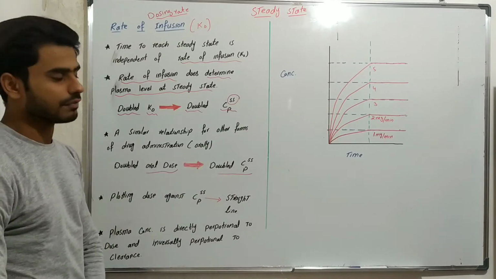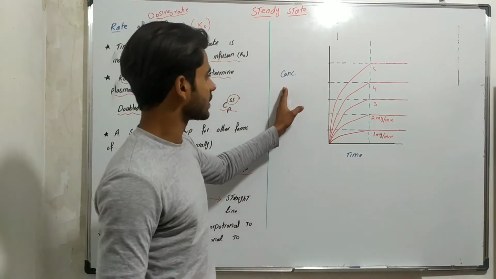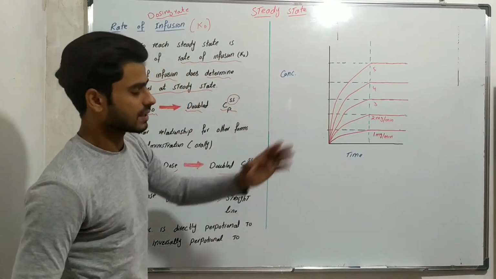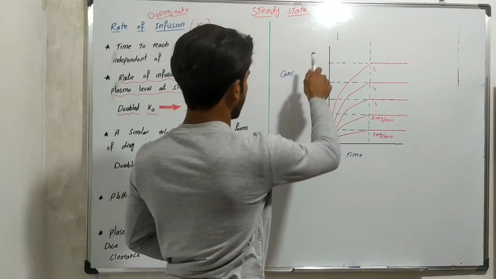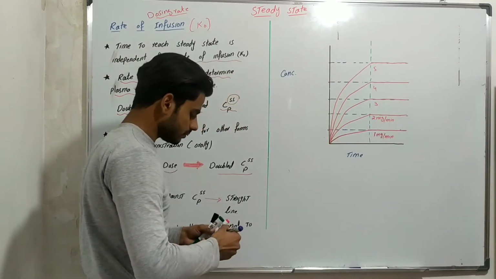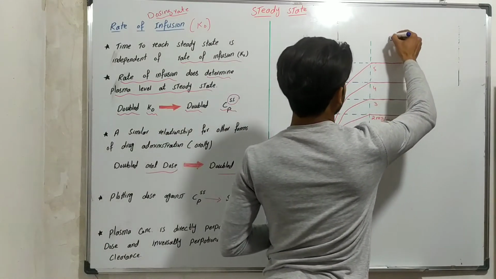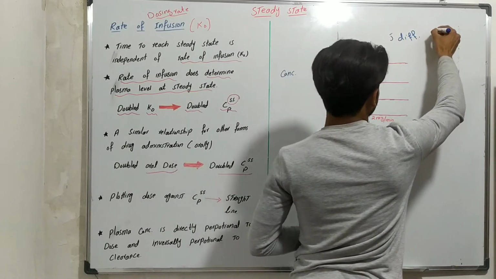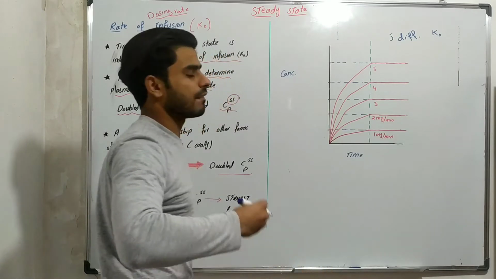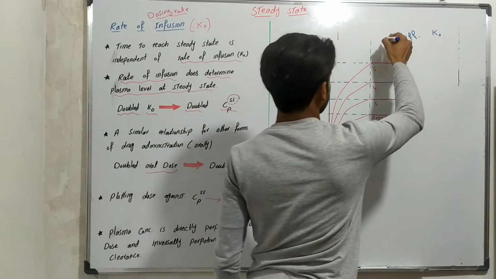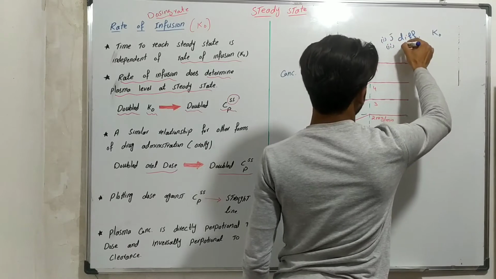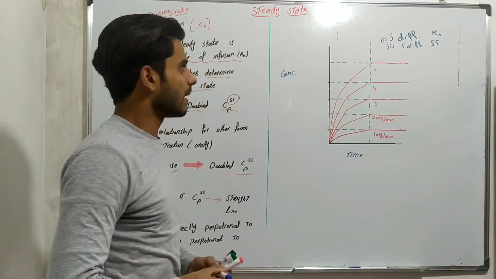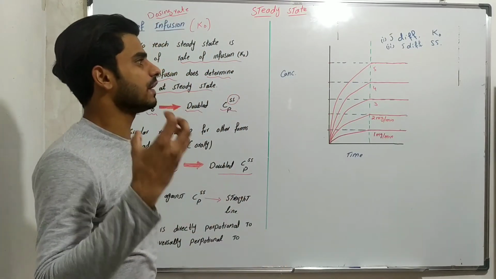So now we will discuss the graph. You see here the graph, where we have taken the concentration on the y-axis and time on the x-axis. So we will apply these concepts on this graph. Here are five different rates of infusion. We give 5 different rates of infusion to a patient. Number one thing: when we give 5 different rates of infusion, then we get 5 different steady states.